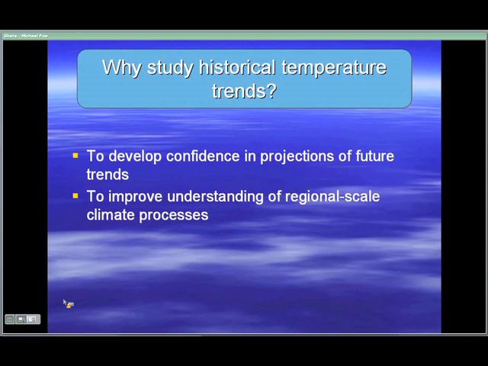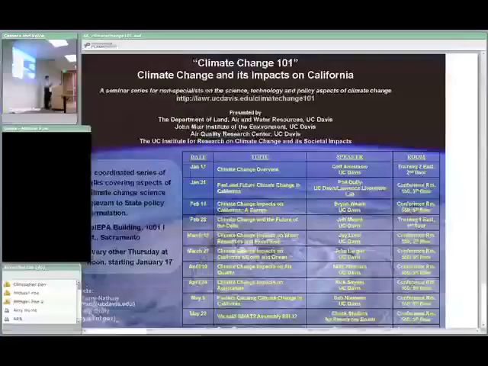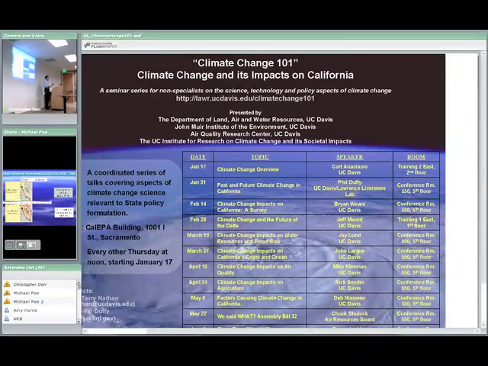The other thing for people like me is that looking at historical climate trends really does improve your understanding of what's going on, that is, the factors that influence climate on a regional scale. And as I'll show you, it's actually fairly complicated, and there's more going on than you might think. So I'm going to just start by showing you historical trends in temperature. And actually, for purposes of studying history, I'm mostly going to focus on temperature.